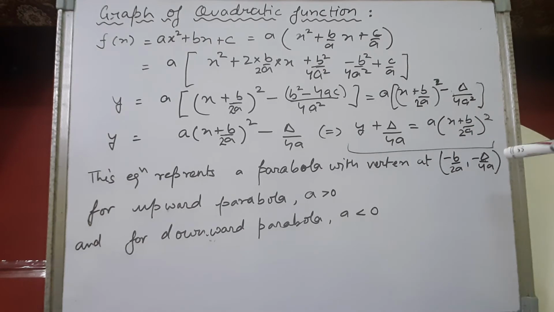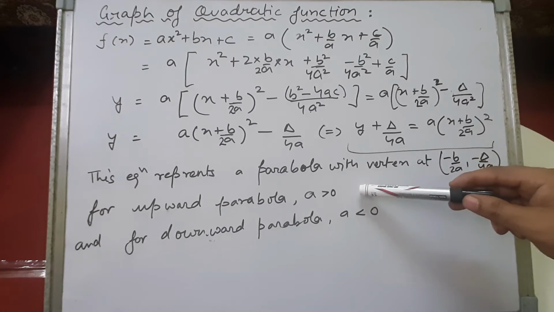Now x square equals 4ay represents the equation of the parabola whose vertex is minus b upon 2a, minus delta upon 4a. If we equate x plus b upon 2a equals 0, we'll get x equals minus b upon 2a. If we equate y plus delta upon 4a equals 0, we'll get y equals minus delta upon 4a. These are the vertices of the parabola, the turning point of the parabola.